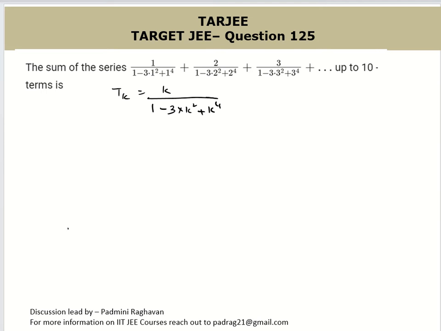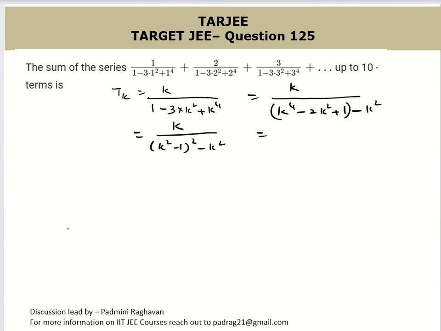Now we need to try to express it as a product in the denominator. So let us see how to write the denominator as a product. We can rewrite this as k power 4, and I have a minus 3k square, so we'll split it as minus 2k square as one term and minus k square as one term. Now you can see the first three terms look like a square plus b square minus 2ab. So it can be written as (k square minus 1) the whole square minus k square, which is nothing but a square minus b square. If you factorize, it will become (a minus b) into (a plus b): (k square minus 1 minus k) into (k square minus 1 plus k).